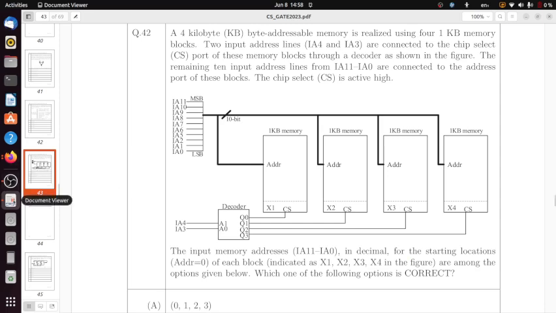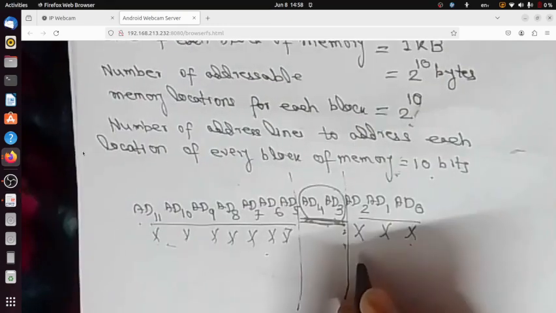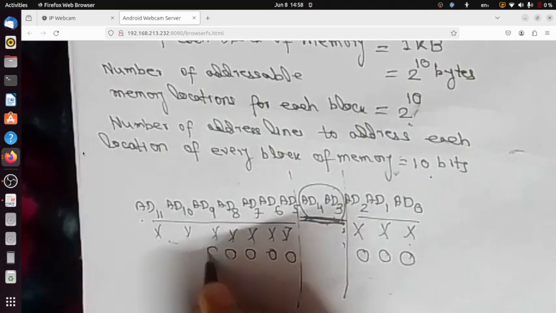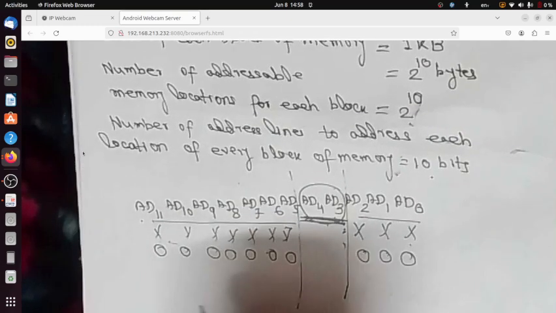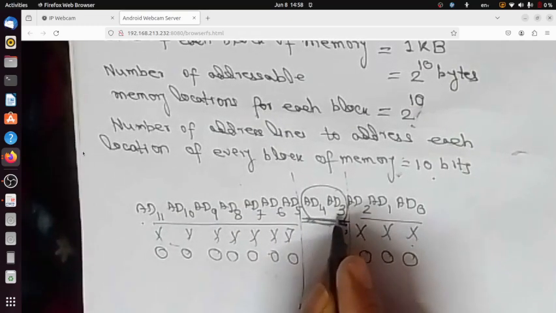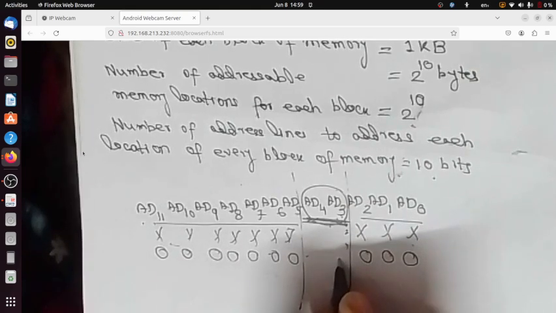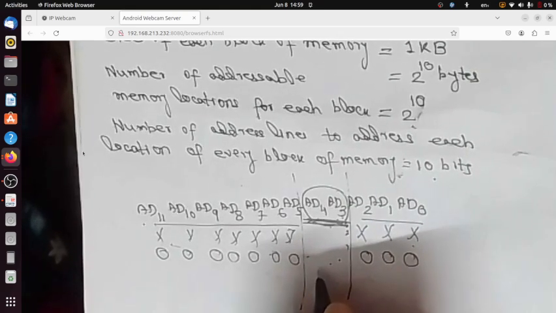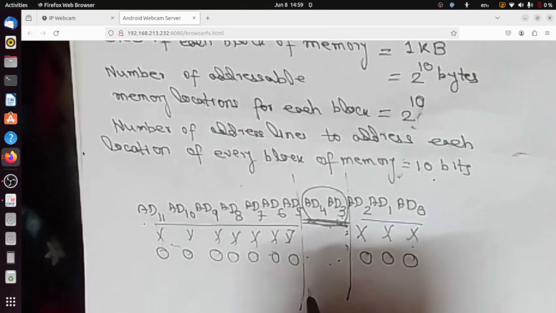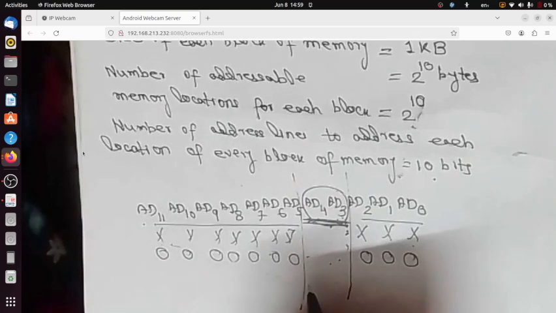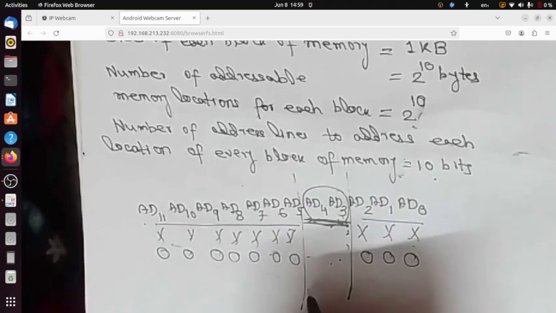If we take any block, the starting address for every block will be 0 in all bit positions, except only these two input address bits, address lines 3 and 4. These will vary for every block of memory because they are connected through a decoder, and depending upon their values, one of the output lines of the decoder will be selected, and the output line which has been enabled will select only a particular block of memory.